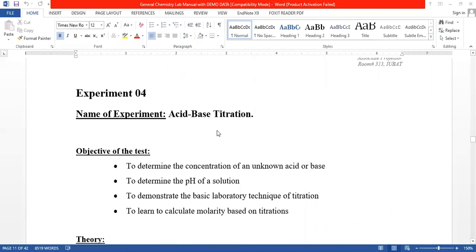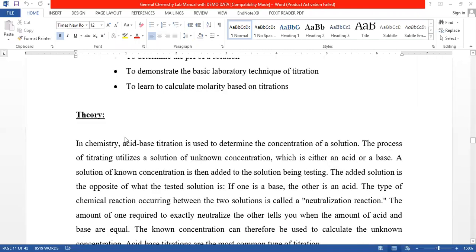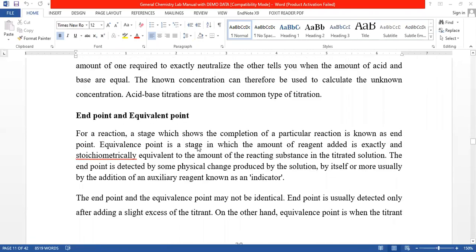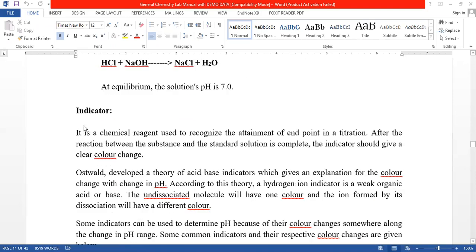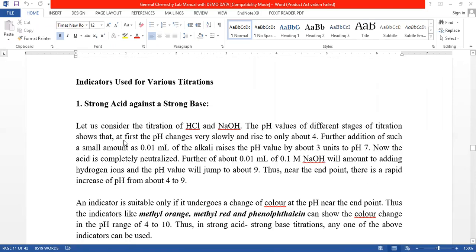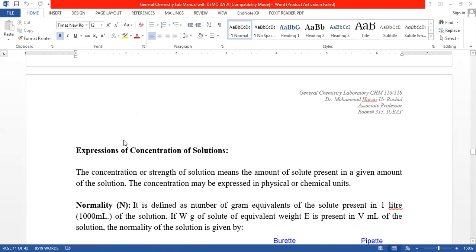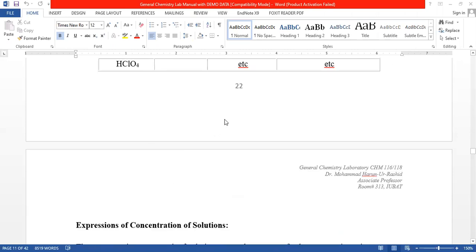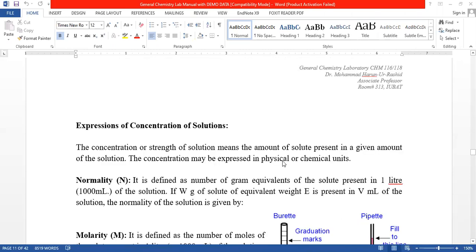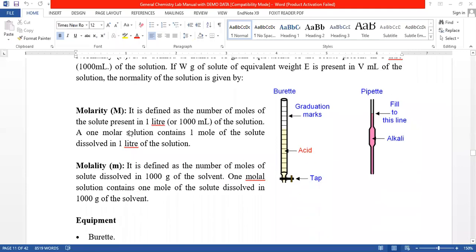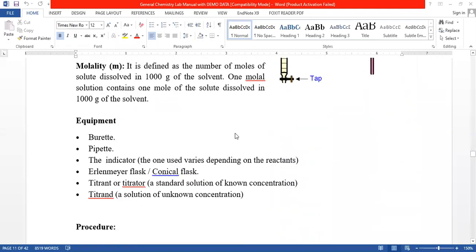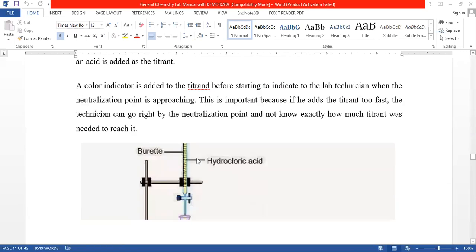Then acid-base titration, as it is objective, theory, endpoint and equivalent point, because this is important. What you will skip here, indicator. Indicator part starts from here. All about the indicator you can skip up to here. Up to this table you can skip. Then some important terminologies. These are important to represent the concentration, normality, molarity, equipment, and procedure.